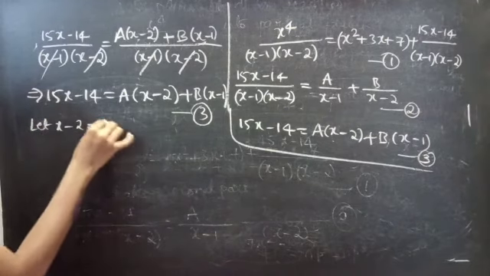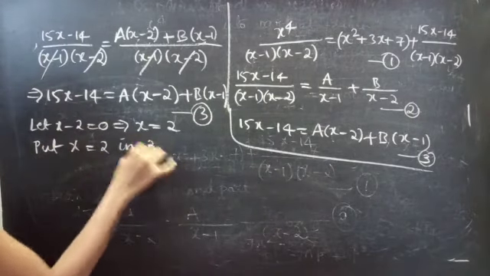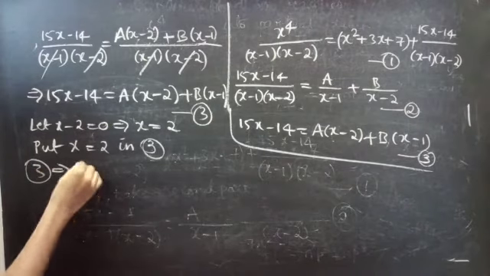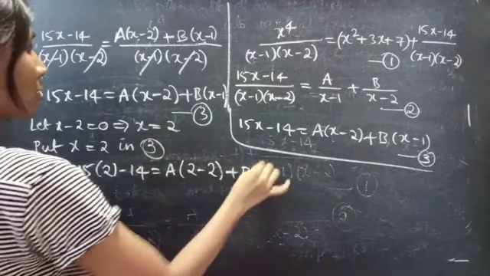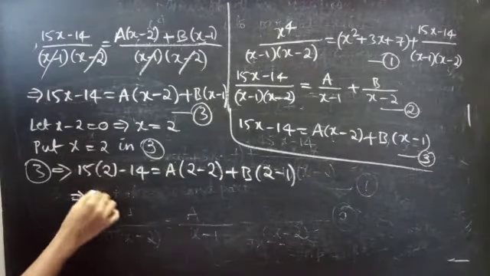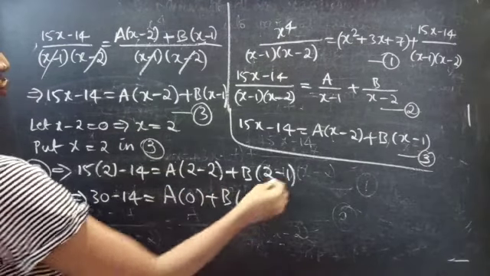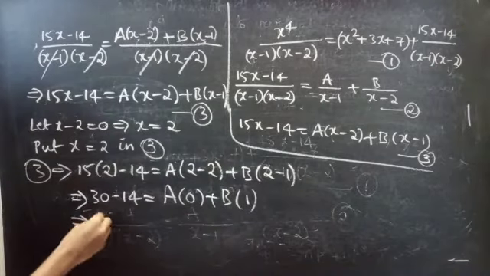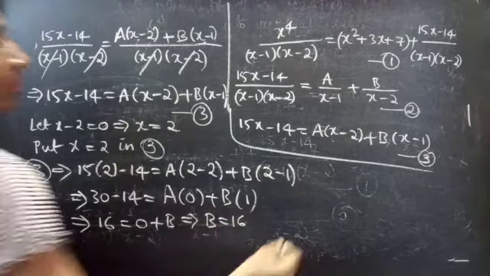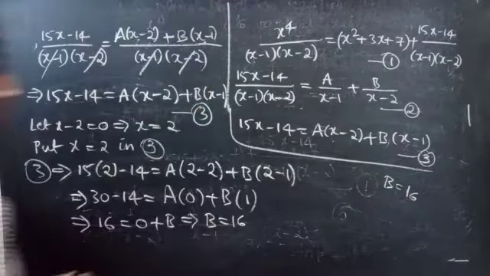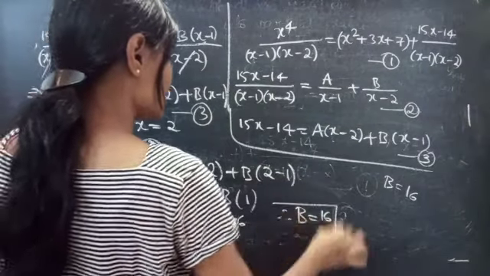Now take x minus 2 equals 0. Then x equals 2. Now put x equals 2 in equation 3. From 3 you'll get 15 into 2 minus 14 equals a into (2 minus 2) plus b into (2 minus 1). 15 twos are 30 minus 14 equals a into 0 plus b into 1. So 30 minus 14 is 16 equals 0 plus b. So from this we get b equals 16.